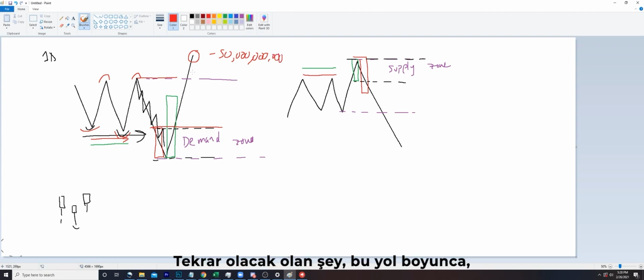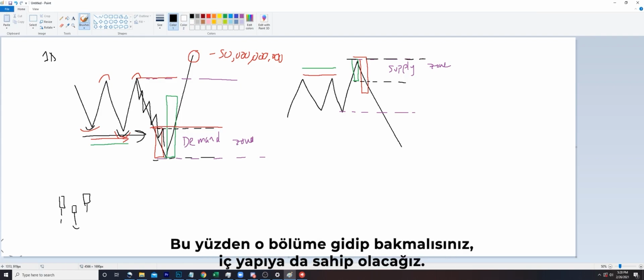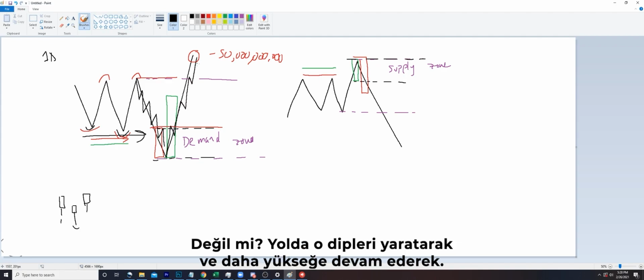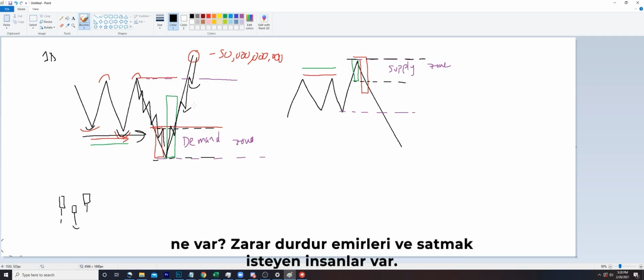Now, what will happen, again, is along this way, as we spoke about in the structure videos before this, so you have to go check out that section, we'll have inner structure as well, creating those lows on the way and continuing higher. So again, as you understand this idea, above and below swing highs, what exists? You have stop losses and people that want to sell.